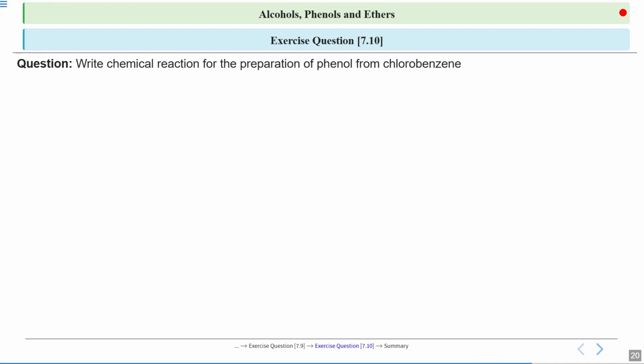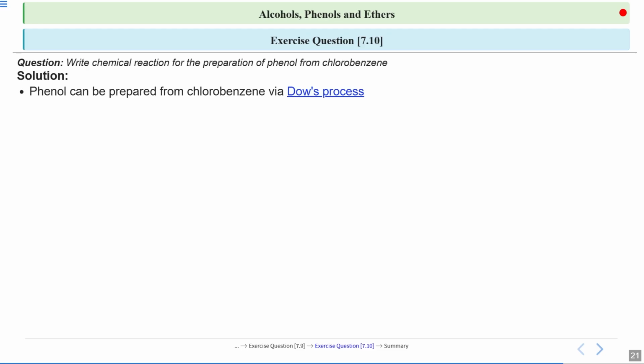The next question, exercise question 7.10. Write the chemical reaction for the preparation of phenol from chlorobenzene. Now you have to write the reaction for the phenol preparation from chlorobenzene, a haloarene. Phenol can be prepared from chlorobenzene, which is a haloarene, via the Dow process.